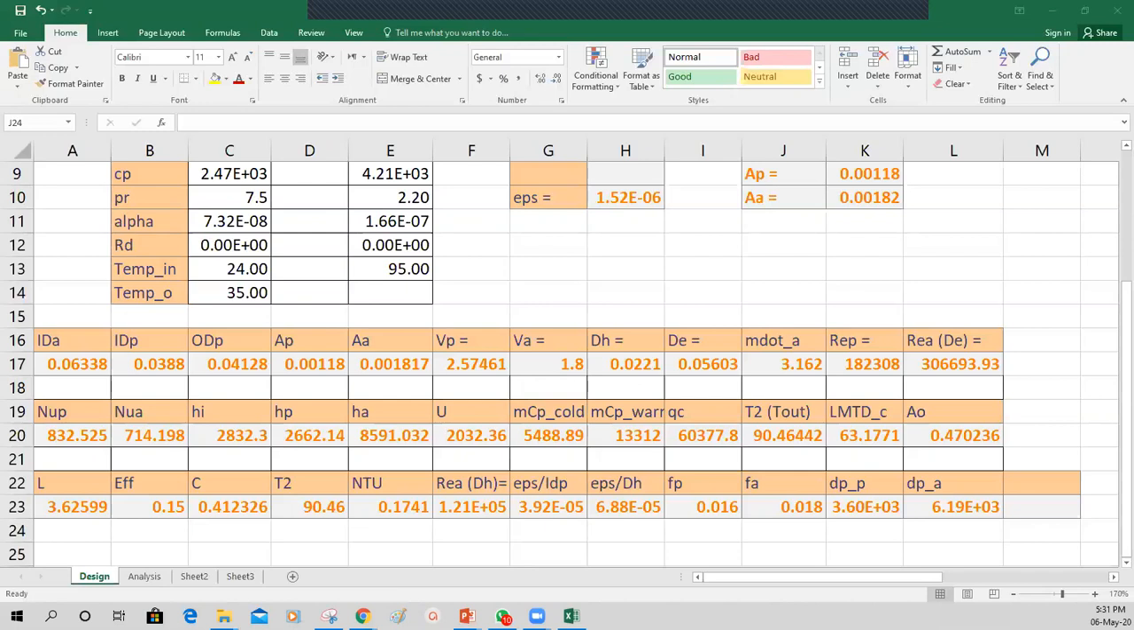Why not? You need to select the boiler as per your flow rate. Then it will provide you that flow rate. Okay, I see. You got it?